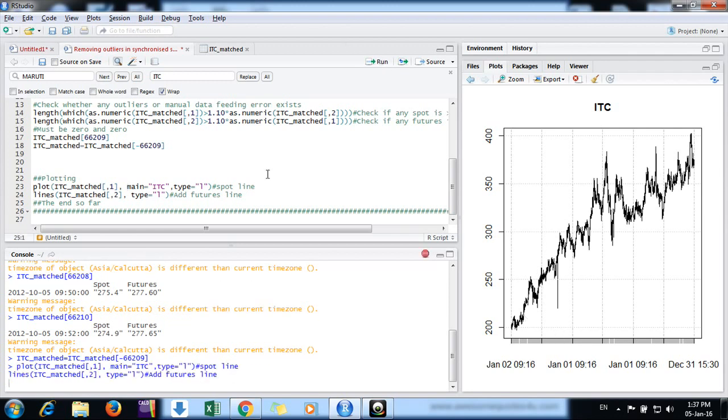It will take time because we are plotting spot and futures of 250,000 observations, so it may take some seconds. It's coming. So this is the way, friends, and here we can see the spike has been removed. This is how we can remove the outliers between spot and futures if the difference is more than 10%. This gap depends upon you and the literature in your area.